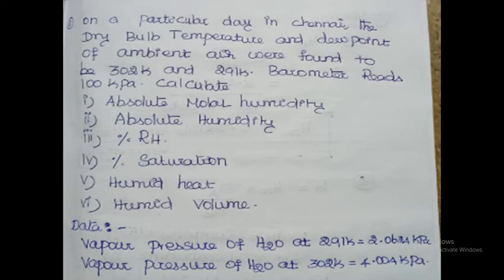Okay. The first step: first identify the system. In this problem, air-water is the system. Air is a gas, water is a vapor. Are you clear? Okay. So this is the first one. Second, the data are given.